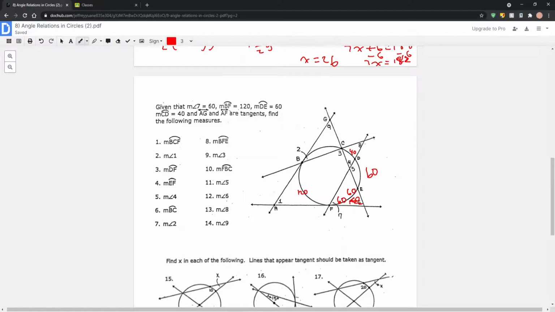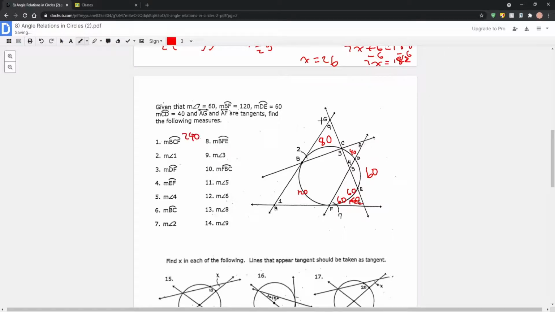So now you just add these all together because they're all the arcs. 120 plus 60 plus 60 plus 40. So 280. So this last arc here would be 80. Okay, so BCF would be 80 plus 40, 120, plus 60, 180, plus 60, 240.